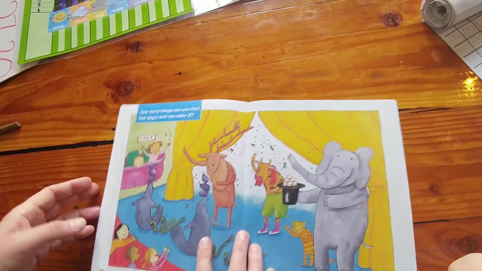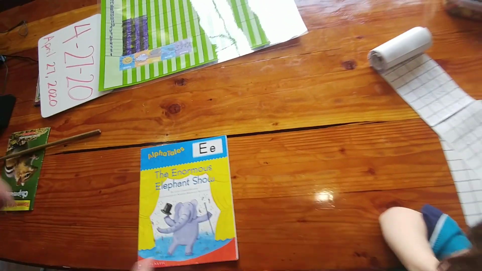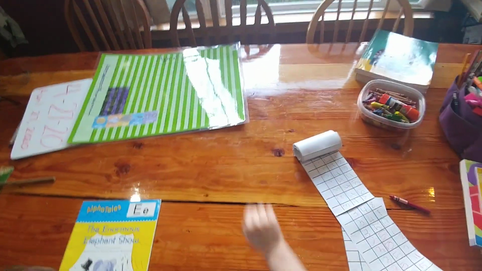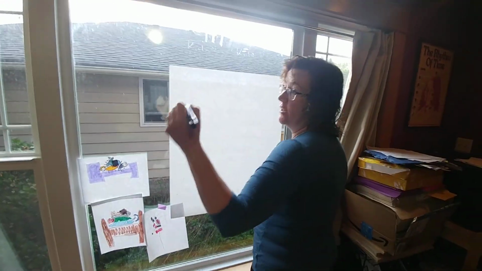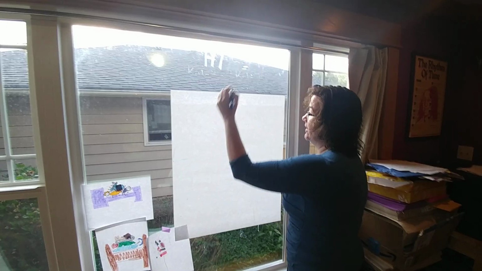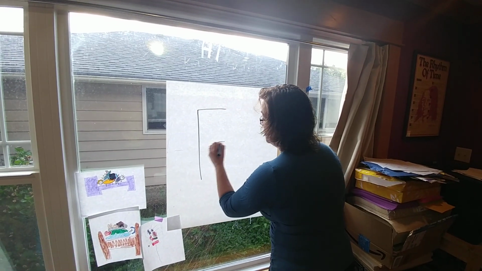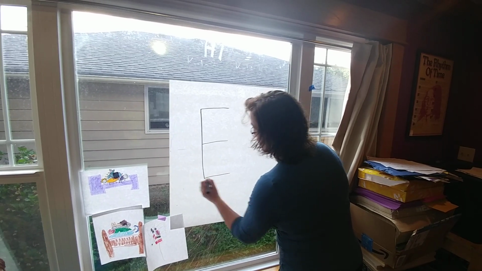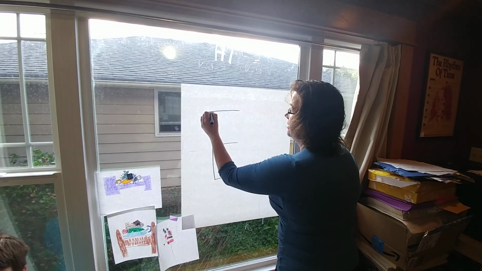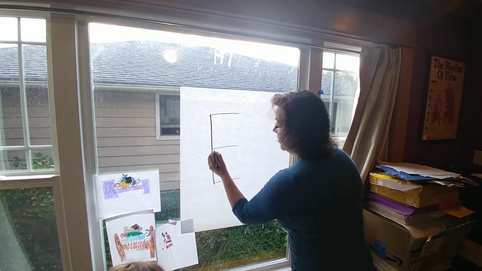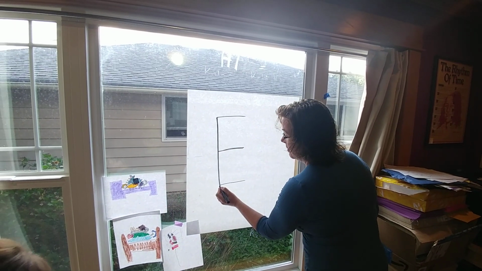All right, let's go ahead, kindergartners. I'm going to have us go right over here to our window. We need to make our chart for E. Now, an uppercase E, you're going to take your pen off the page. So get your writing fingers up. We're going to go across, down, middle across, bottom across. Let's do it again.